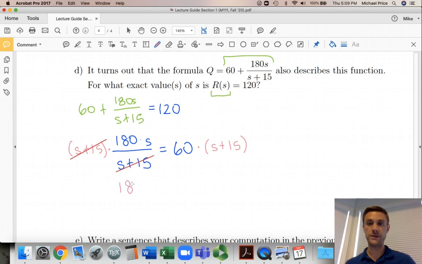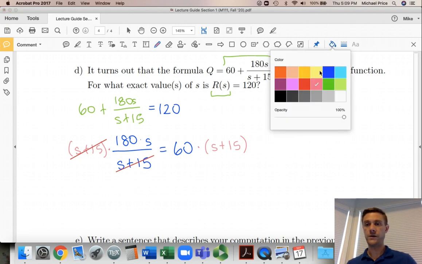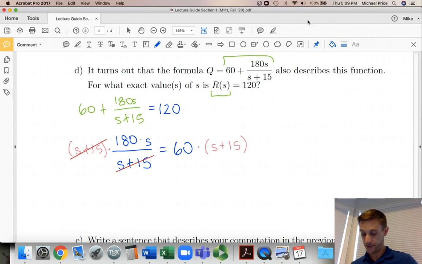Ooh, that's not the color I expected. That's like going to take a drink of what you think is water and instead is Sprite. Okay, so this is supposed to be blue. Whew, there we go, blue. 180 S, and then on the right side we have 60 S plus, some quick math there. What is that, 900? I'm hoping.